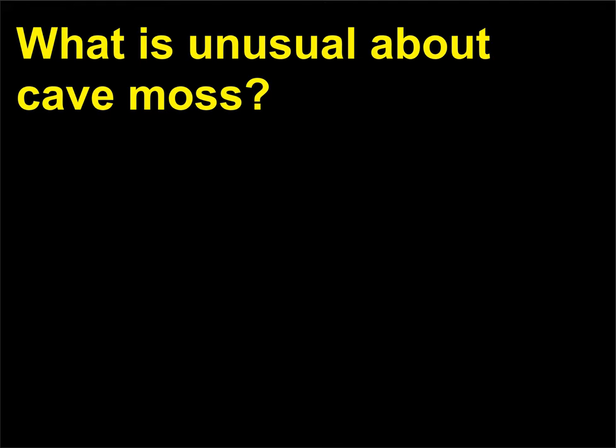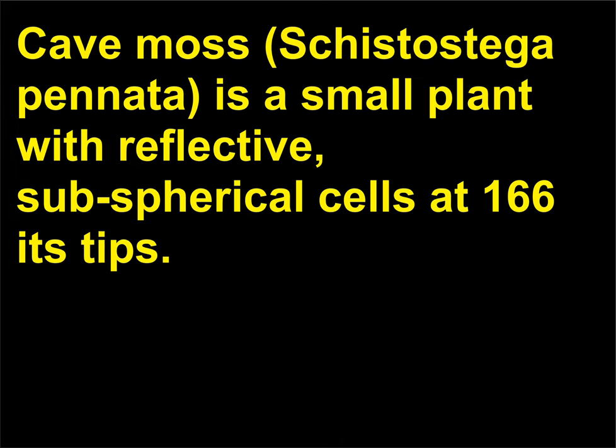What is unusual about cave moss? Cave moss, Schistostega pinnata, is a small plant with reflective, subspherical cells at its tips. These cells give off an eerie glow that is gold and green in color.